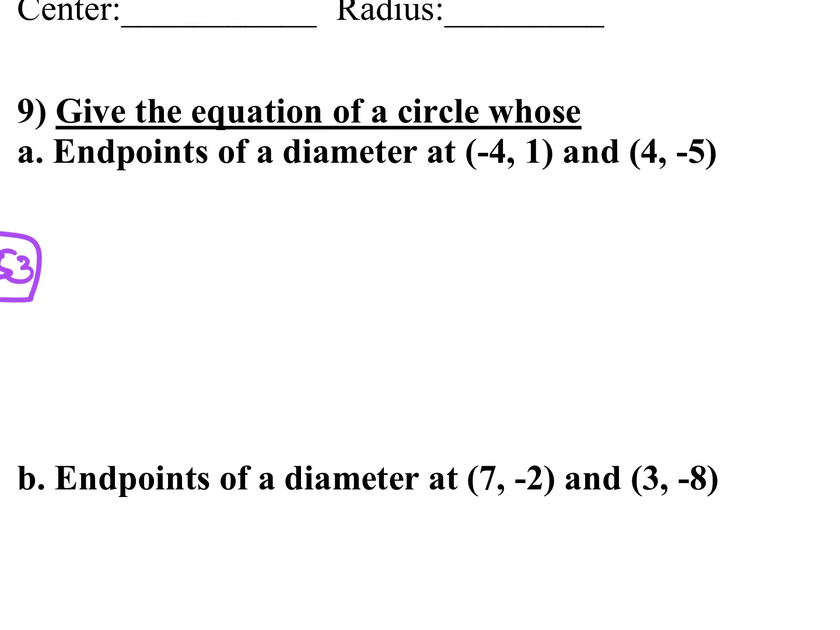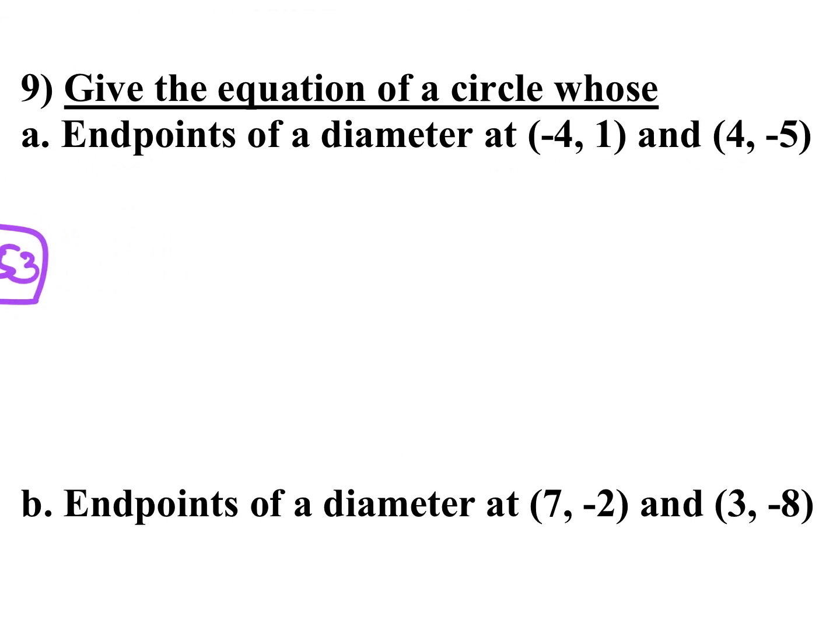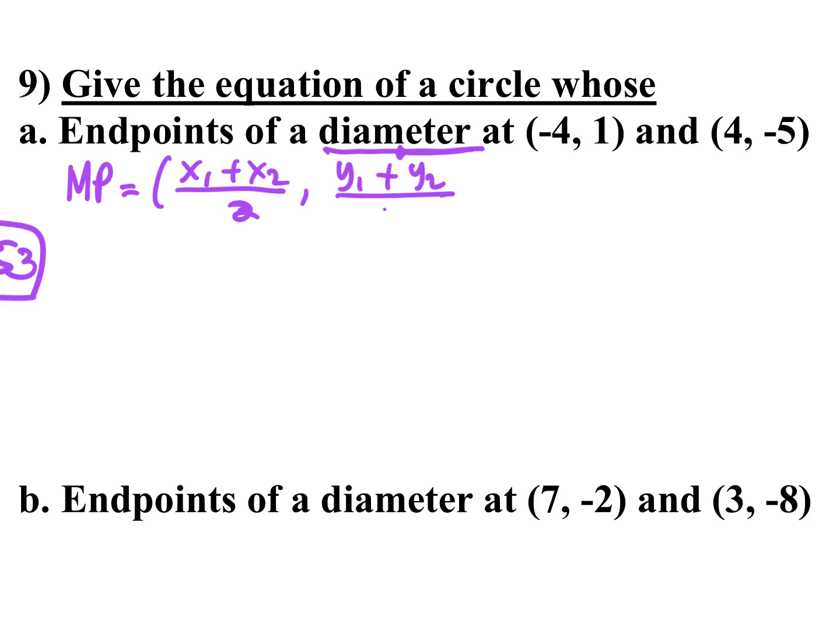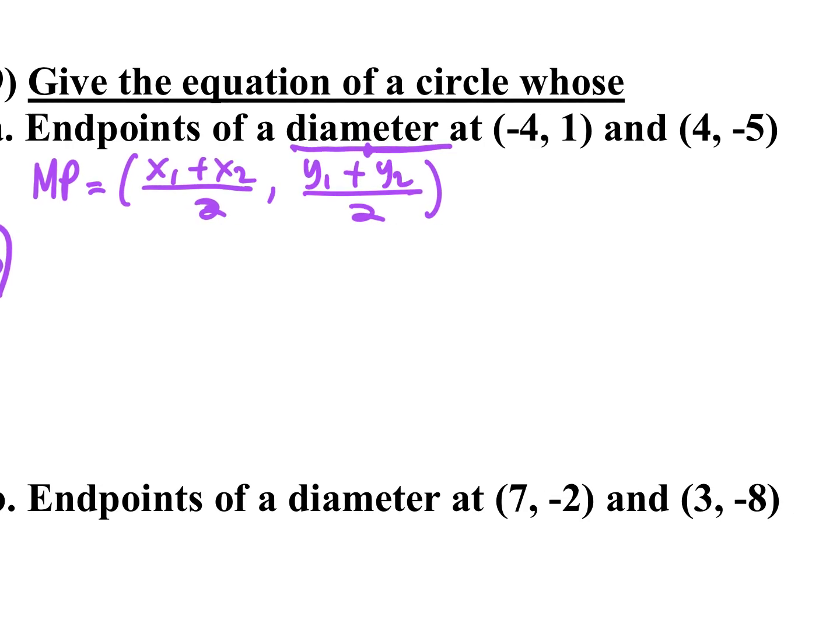Okay, number 9. Give the equation of a circle whose endpoints of a diameter are at negative 4, 1 and 4, negative 5. Okay, the first thing that you should know here is the midpoint formula. The midpoint formula is to get the center of this diameter, because this is a diameter, okay? So if you cut it in the middle, then you can get the radius of that. The midpoint formula is going to be x1 plus x2 divided by 2, and then y1 plus y2 divided by 2. Okay, let's fill in all the information here.